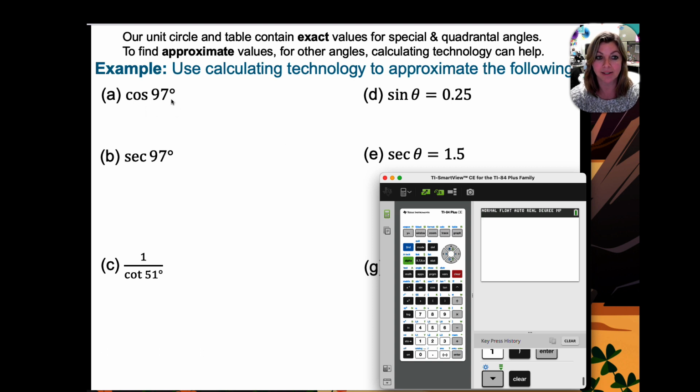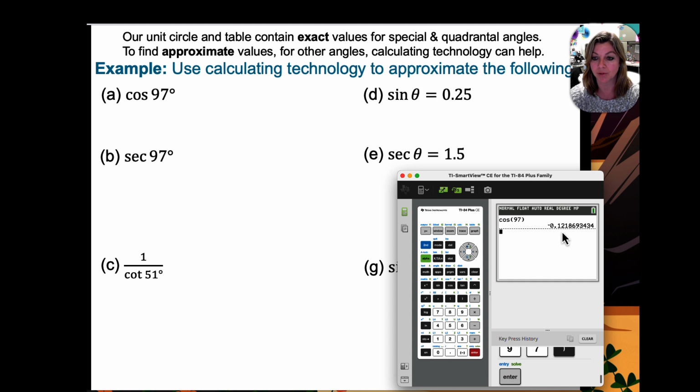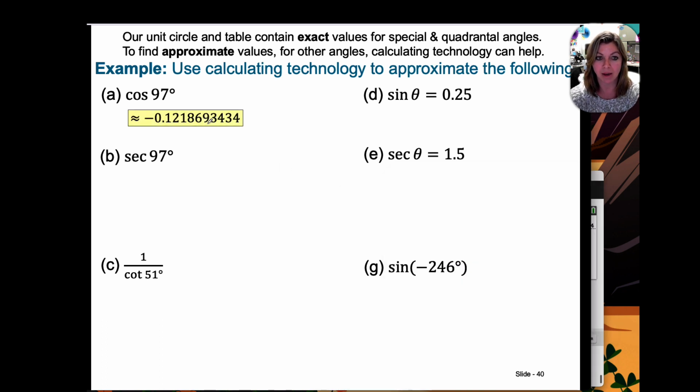Cosine of 97 degrees. I'm in degrees already, so I just do cosine 97 and run it. Output is negative 0.12186 and so on. We're not asked to round off to a certain number of digits, so we're going to give everything that we can. My calculator screen gives me this much.